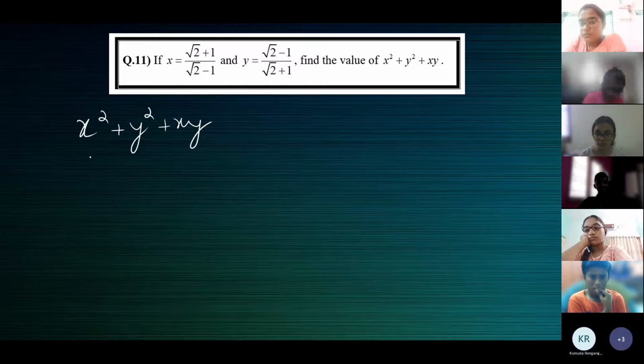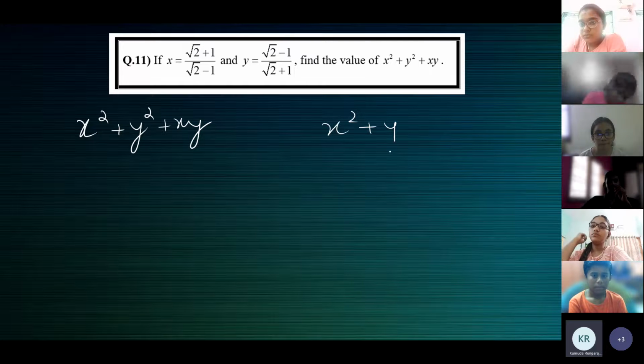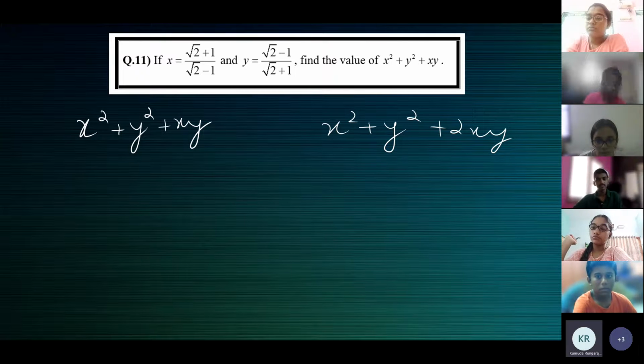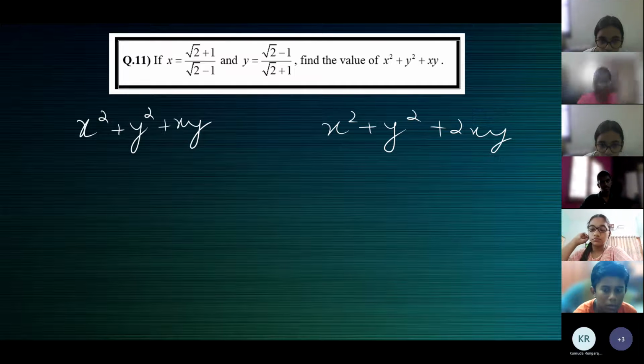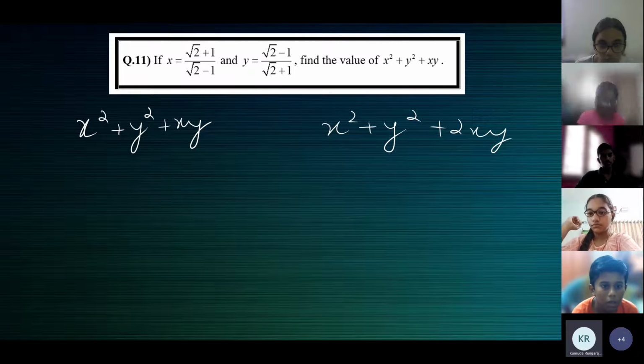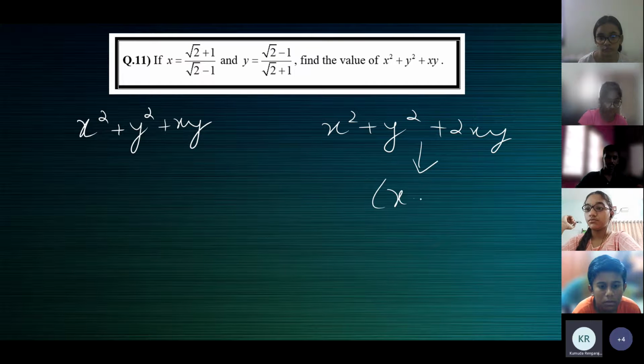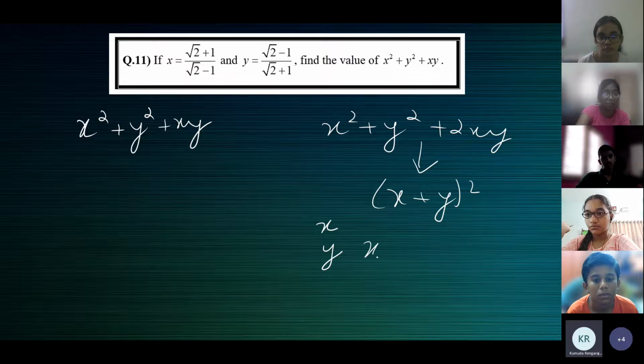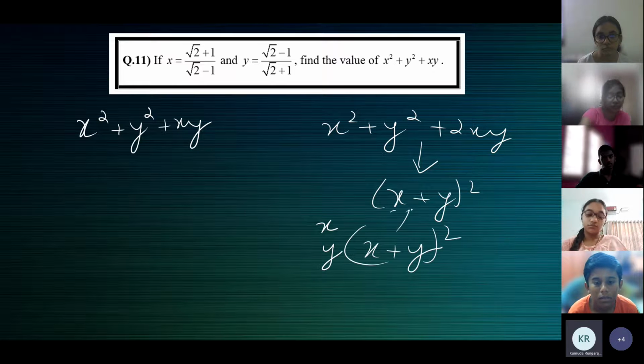Okay, now I'm comparing this with x squared plus y squared plus 2xy. Just imagine if you had to find the value of x squared plus y squared plus 2xy. What's the advantage? Just like the a plus b the whole square formula, it will be x plus y the whole square. So it's so easy. I just have to have x with a rational denominator, y with a rational denominator, then find the value of x plus y and square it. That's all. I'll get this answer.